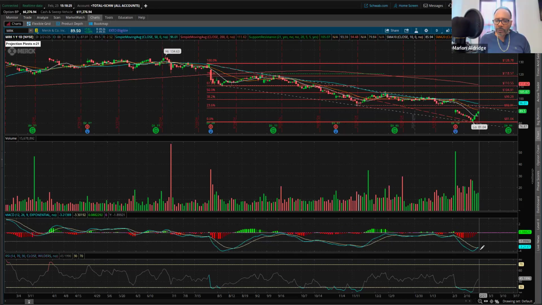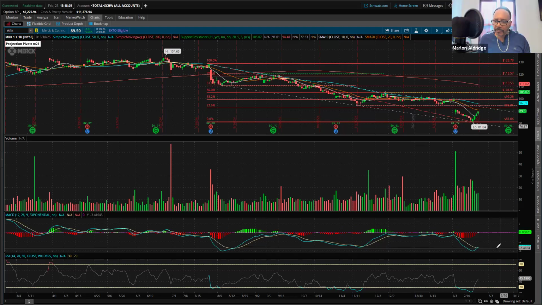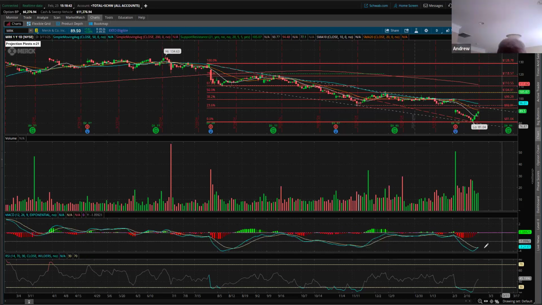Okay. Now, what you do have going for you is that if you look at the MACD, look where it's at. That blue line has just crossed the signal line. That is normally an indication to jump in. It's heading back up. Okay.